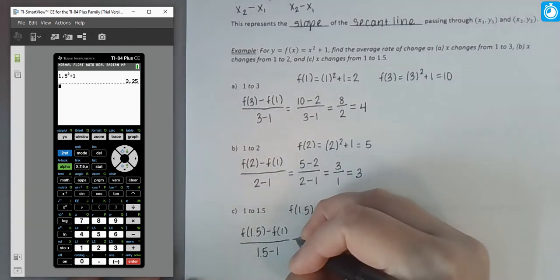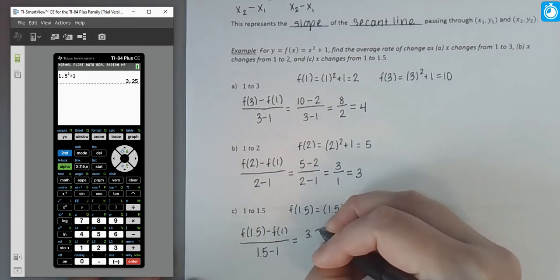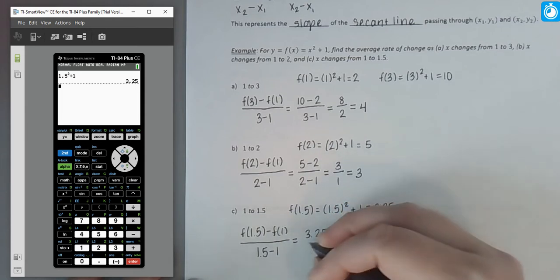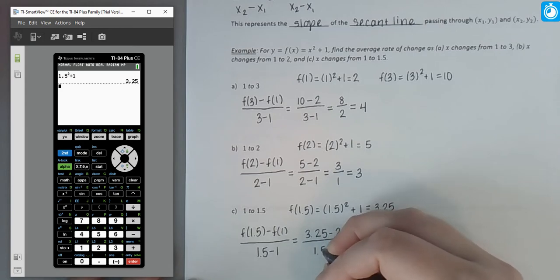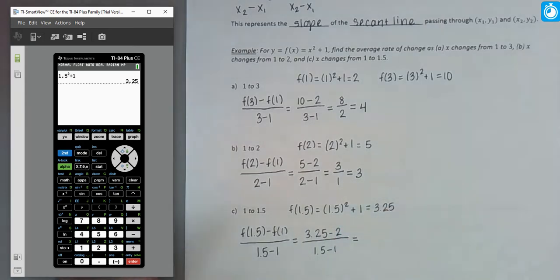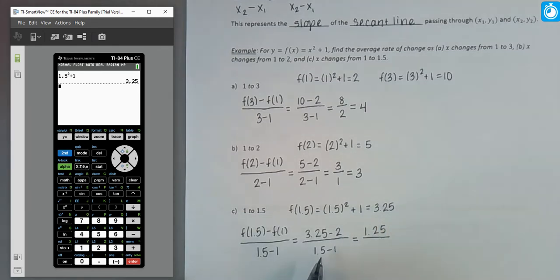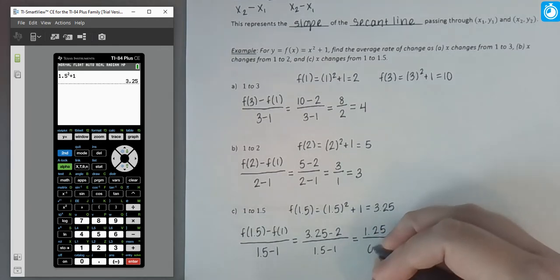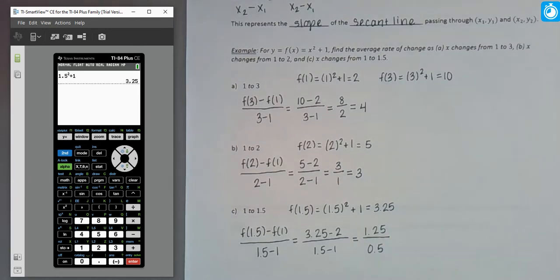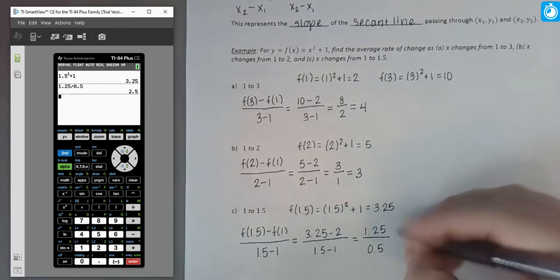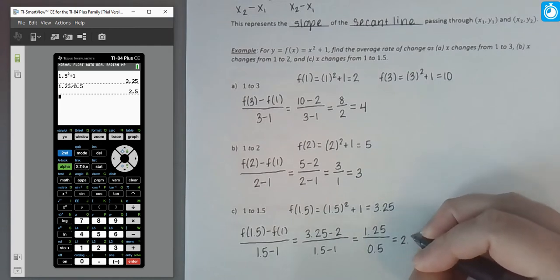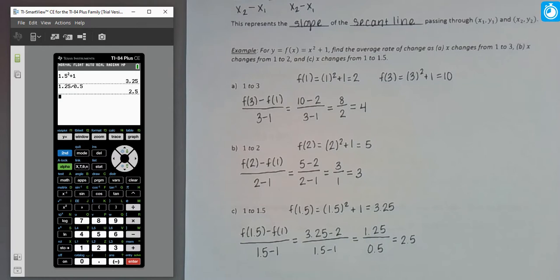Okay, so our average rate of change based on that formula, 3.25 minus f of 1, which is 2, divided by 1.5 minus 1. So 3.25 minus 2 is going to be 1.25, and then 1.5 minus 1 is going to be 0.5. So now we're doing this division. So 1.25 divided by 0.5 comes out to 2.5. There we go. So that's going to be our average rate of change.